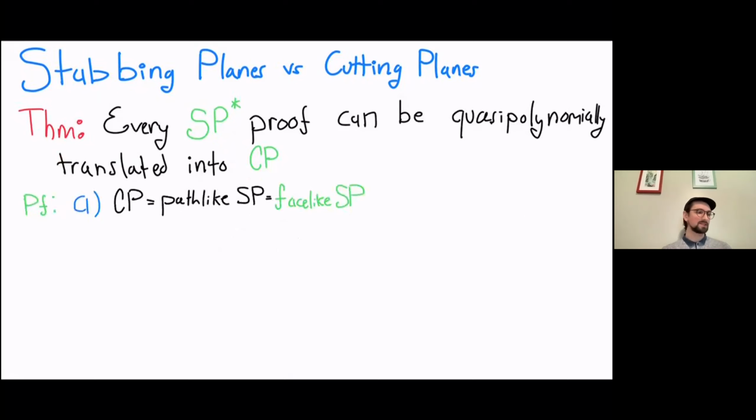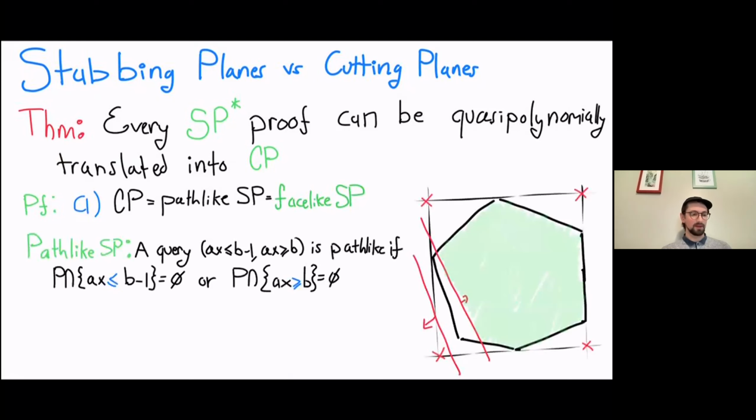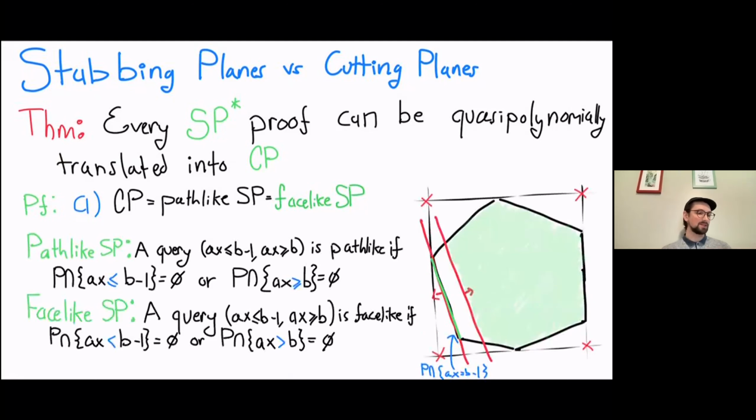So how do we prove this? First we showed that cutting planes is equal to path-like stabbing planes. Now we're going to show that it's equal to something that seems stronger, called face-like stabbing planes. Remember that in path-like stabbing planes, one half of the query had to be empty. Face-like stabbing planes relaxes that and says, okay, you don't need one half of the query to be empty. One half can be a face.